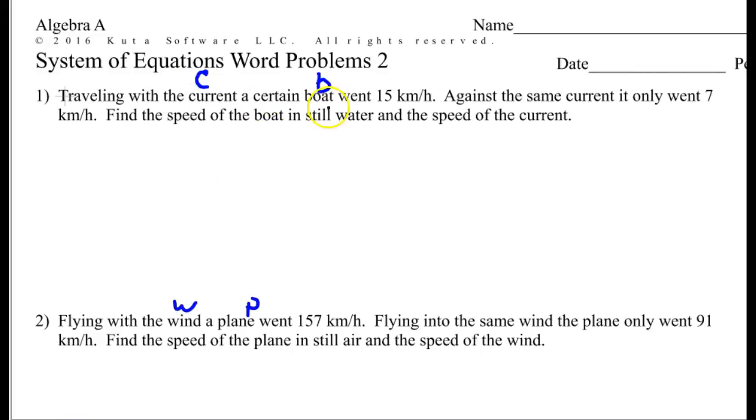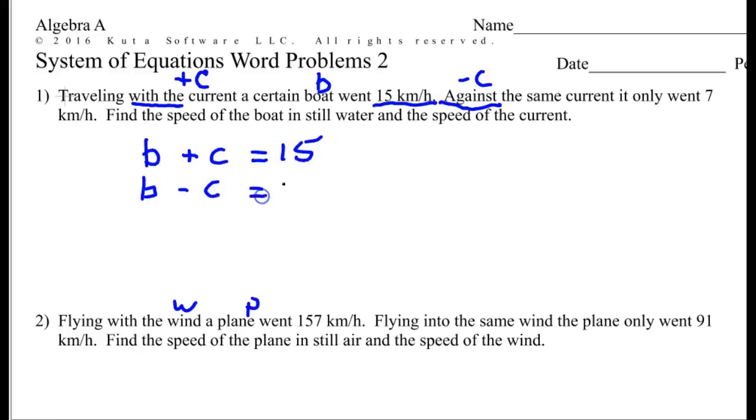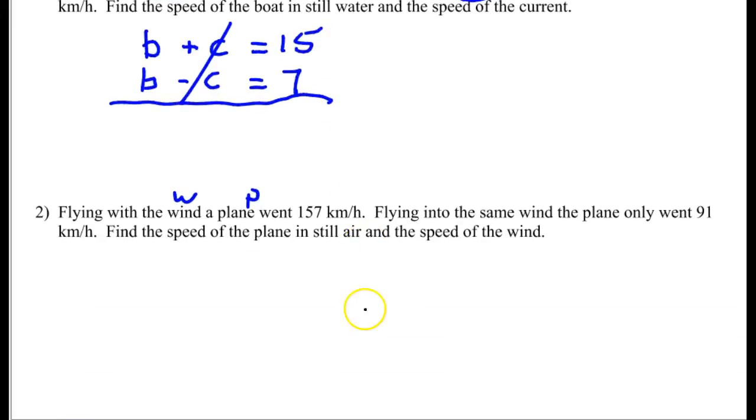So here, remember, going with the current means faster. So if you're going with the current, you're adding the speed of the current. And if you're going against, you're subtracting, because the current is slowing your speed down overall. So those are the key concepts from yesterday: going with the current, you can see it's a faster speed, and going against, you're going at a slower speed because that current slows you down. And these were pretty much straightforward to solve because they're already set up to eliminate. So that's the same thing from yesterday, just a little bit of warm-up.